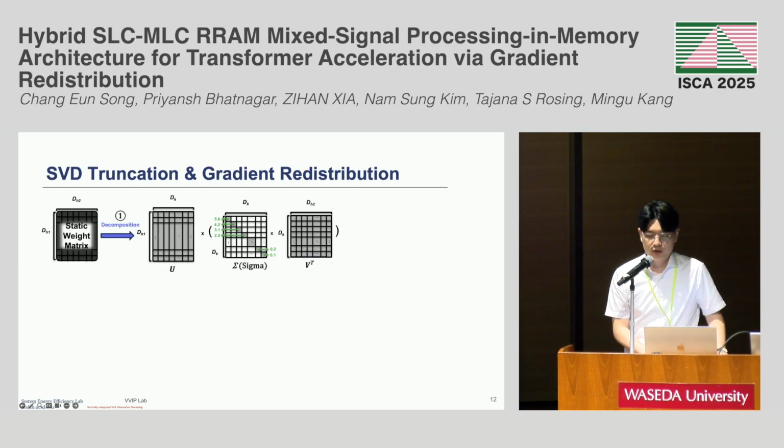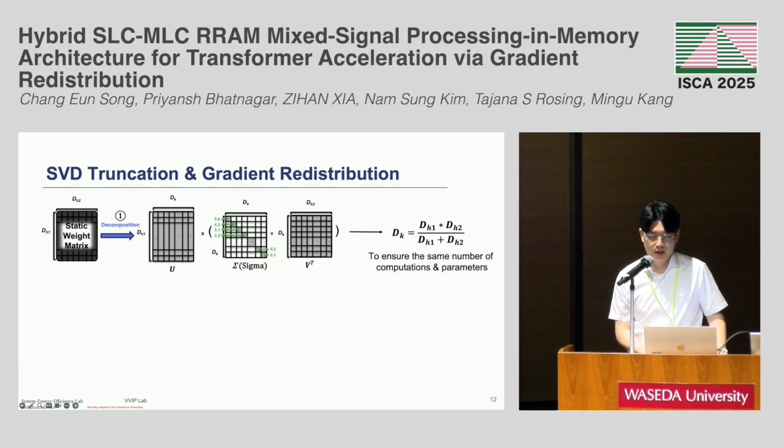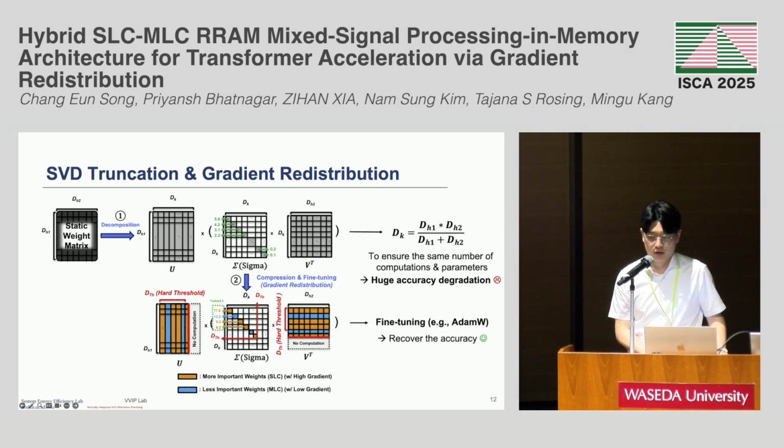So we implemented the SVD truncation and then proposed the gradient redistribution technique to maximize our hardware utilization. To save storage and also the number of computations during the inference, we truncate the matrix using this rank equation. However, the truncation itself can cause a huge accuracy degradation due to much data loss. So we did fine-tuning to recover the accuracy and then implemented the proposed gradient redistribution to compress the importance into the high-rank weights.